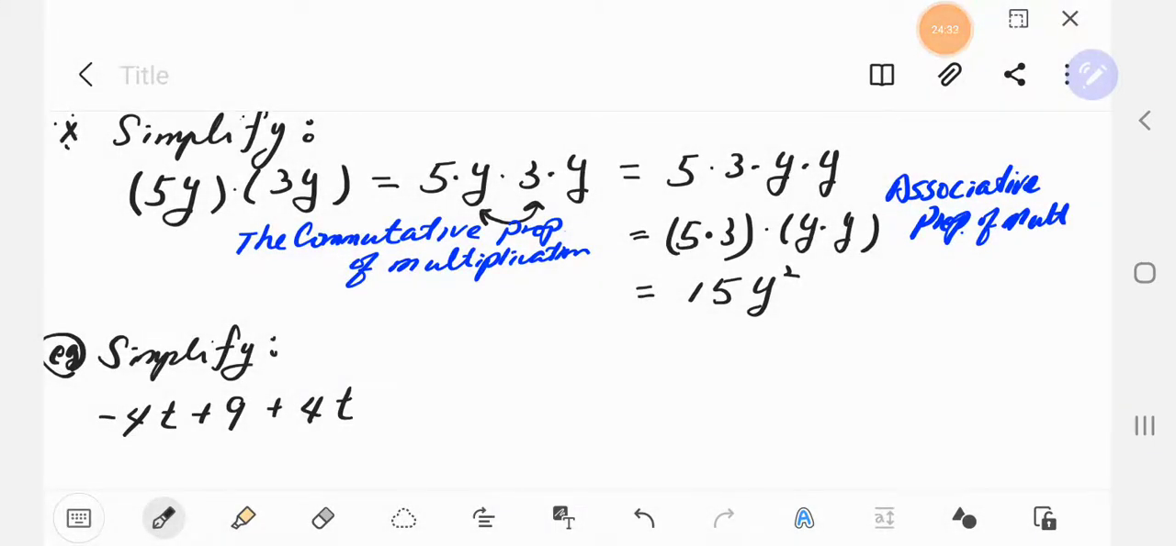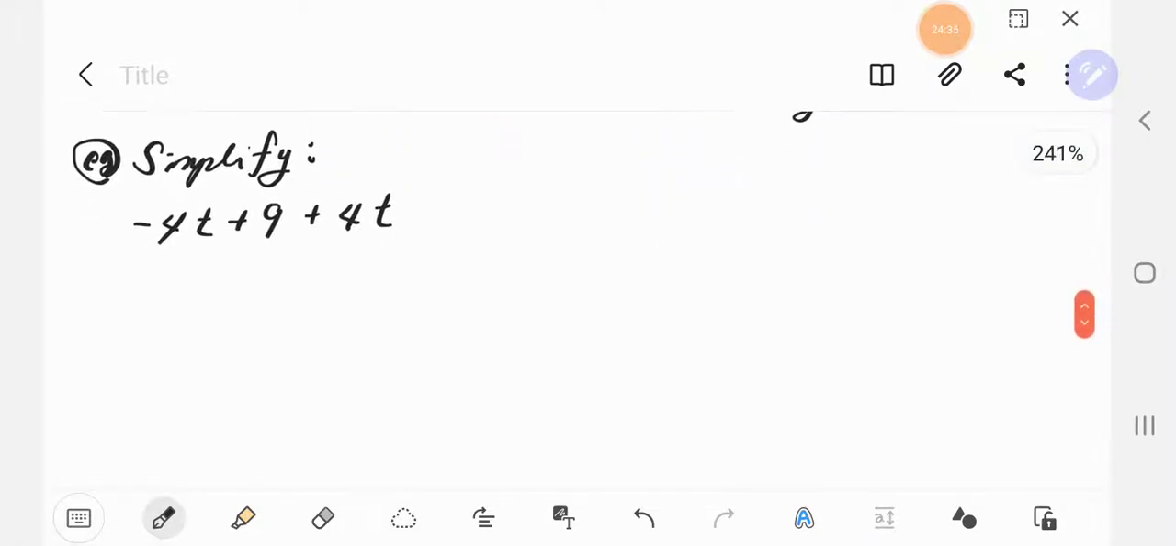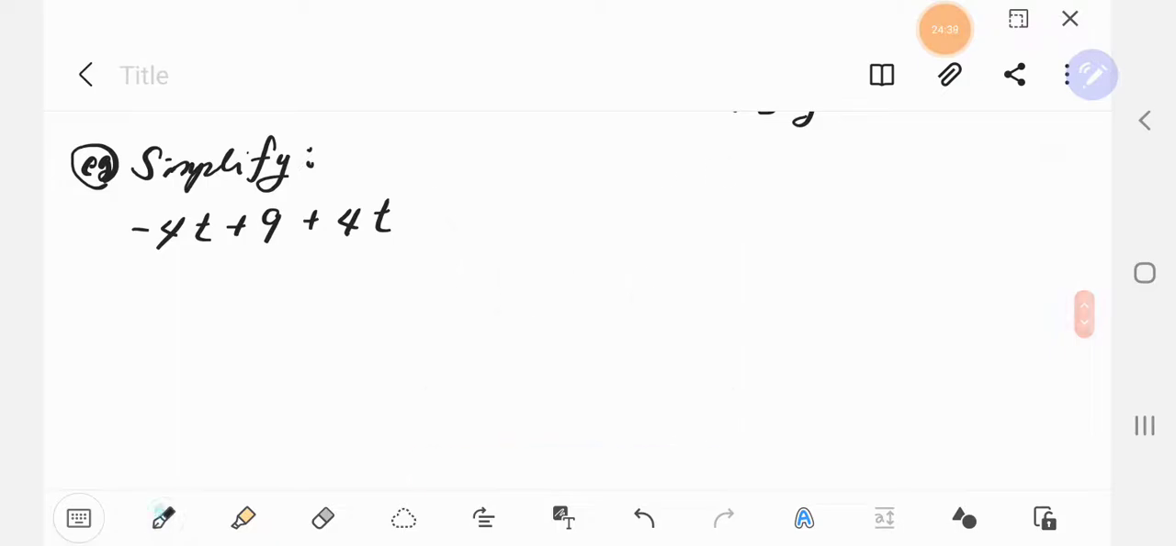Okay, so let's try another example. Negative 40 plus 9 plus 40. So we have 40 and negative 40. Why don't we put them together? So let's interchange these two. Then negative 40 plus 40 plus 9, right? Since we interchanged two terms, this is the commutative property of addition, right?